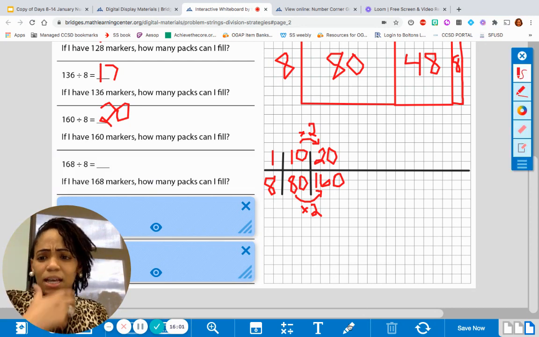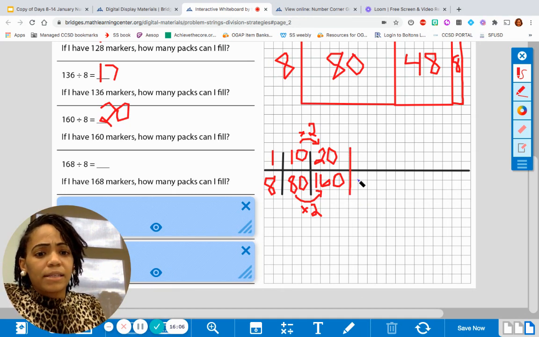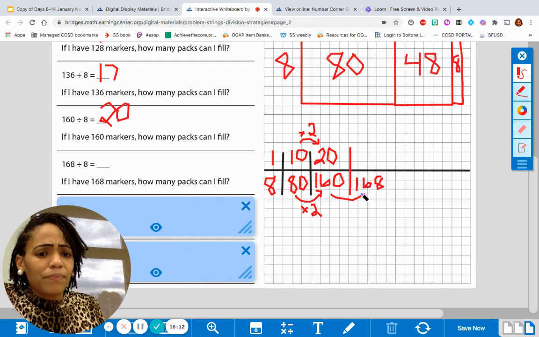And now the question says, I have 168 markers. How many packs can I fill? Well, just like earlier, how do I get from 160 to 168? Hey, I'm just adding 8 more markers, and 8 markers are in how many packs?